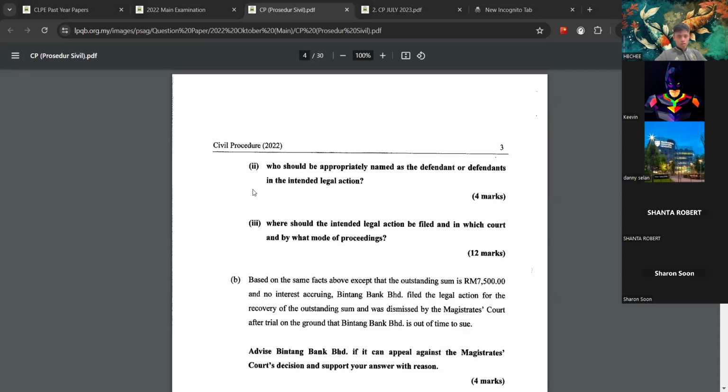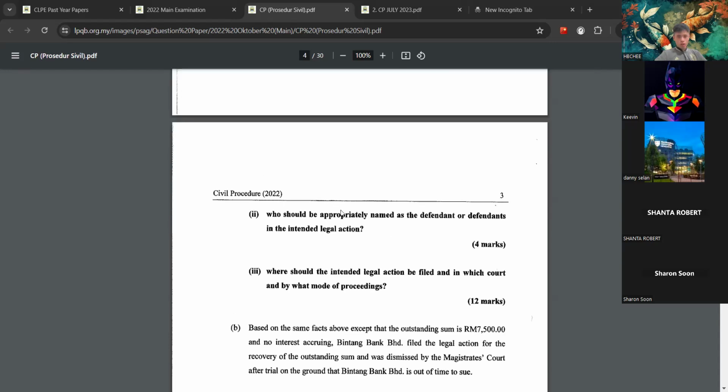So to me, your answer has to be separated into these different parts. First thing, your legal action to be commenced: the mode is Order 5 Rule 2. Why? Because there is a substantial dispute as to the facts. Second thing, which court?